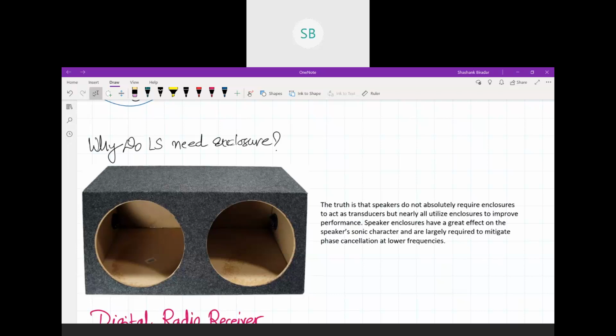So basically the baffles and enclosures are used. So what do we mean by baffles? Let me write it down.